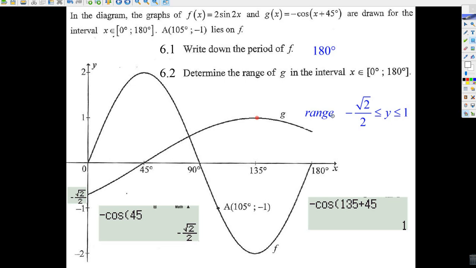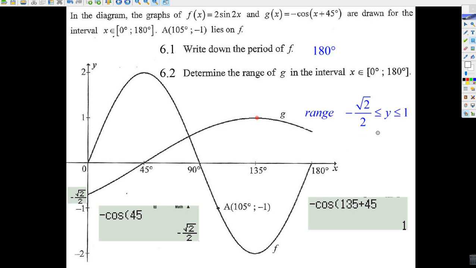Oh, that's pretty easy. What's the range? Well, we've got to figure out, this is the top here. Just put 135 degrees in there, and it goes all the way up to 1, like cosine should. That's as big as cosine gets. Well, what's happening at 0 degrees? Well, just put 0 in there. The cosine of 45 degrees, but negative, it's minus root 2 over 2.